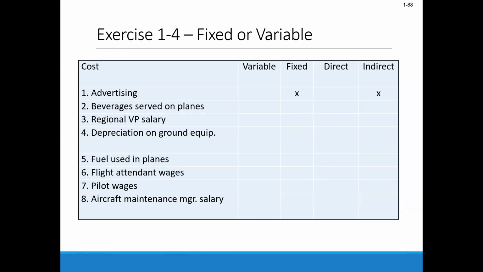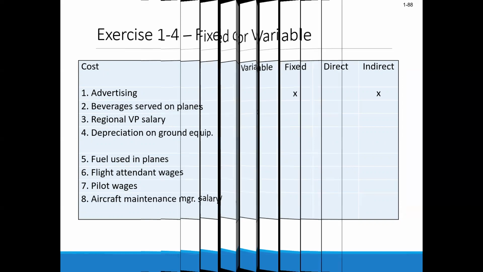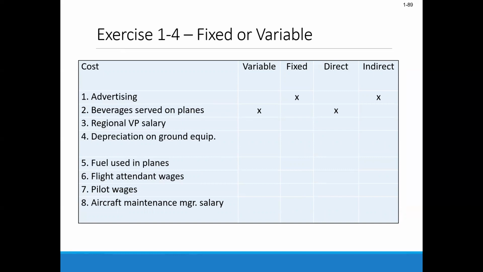So advertising is a fixed cost and it's an indirect cost. What do you think of beverages served on a plane? Variable and direct, right? What about the regional VP salary? Fixed and indirect. Depreciation on ground equipment is fixed and indirect. It's going to happen no matter what. Fuel used, variable and direct. Variable based on how many miles, right?